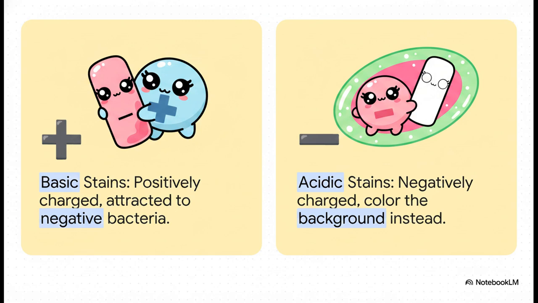So how does this molecular Velcro interact with the bacteria? Well, think of it exactly like a magnet. Bacteria at a neutral pH naturally carry a slightly negative charge on their surface. So if we use a basic or cationic stain, which carries a positive charge, it acts just like a magnet. It snaps right to that negatively charged bacterial surface. Great examples of this are crystal violet or methylene blue. On the flip side, we have acidic or anionic stains, and these carry a negative charge. Because negative repels negative, the bacteria literally push the stain away. So instead of coloring the cell itself, acidic stains, like India ink or nigrosin, color the background, leaving the bacteria standing out as these really cool, clear silhouettes.